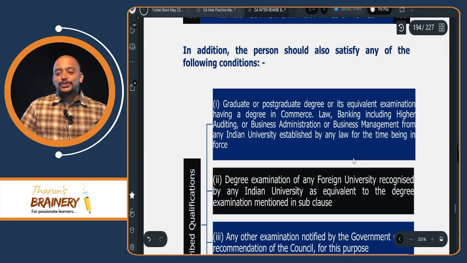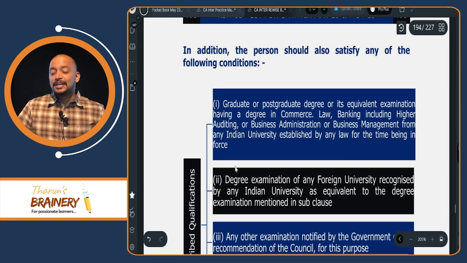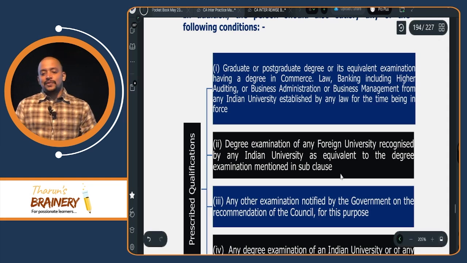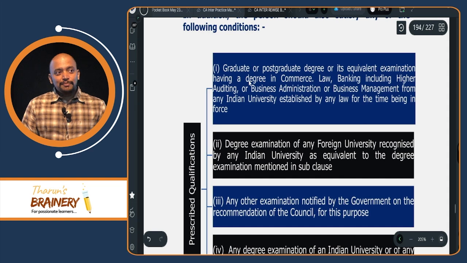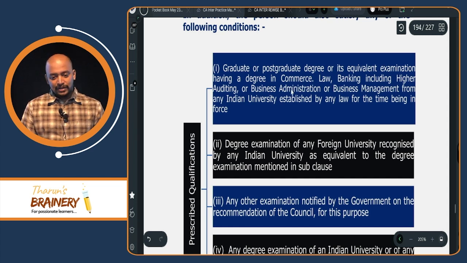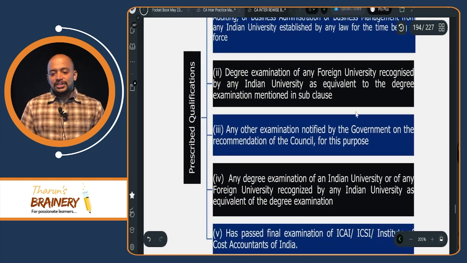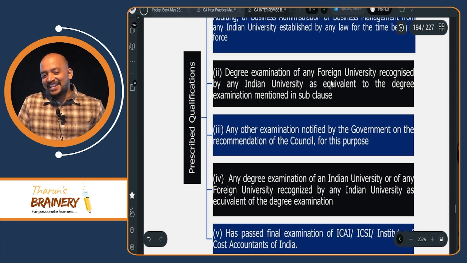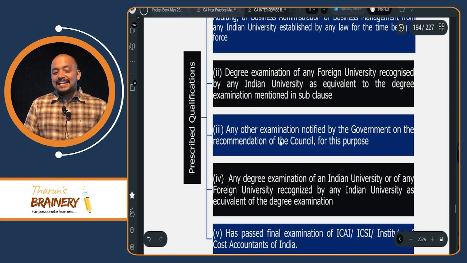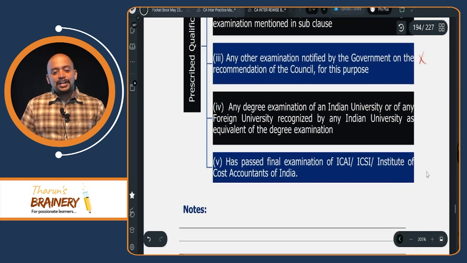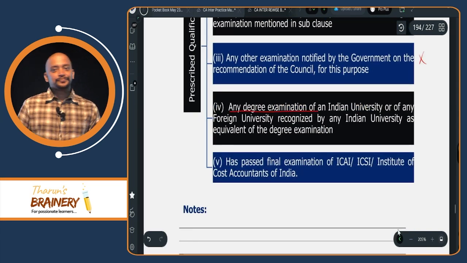In addition, he should satisfy any of the following conditions. Means educational qualification. Graduate or postgraduate, BCom or MCom, UG or PG, or its equivalent examination having a degree in commerce, law, banking, including higher auditing, okay. Degree examination of any foreign university, so degree examination of foreign university, any other examination. But these 3 points are irrelevant because it is already covered under the 4th point, any degree examination.